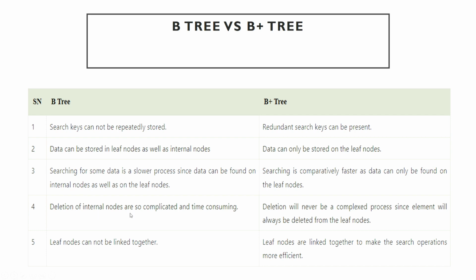Then, deletion of internal nodes in B-tree is complicated and time consuming, whereas in B+tree deletion will never be a complex process since elements will always be deleted from the leaf nodes. And the final one is, in B-tree leaf nodes cannot be linked together, whereas in B+tree leaf nodes are linked together to make search operations more efficient. So these are some differences between B-tree and B+tree.